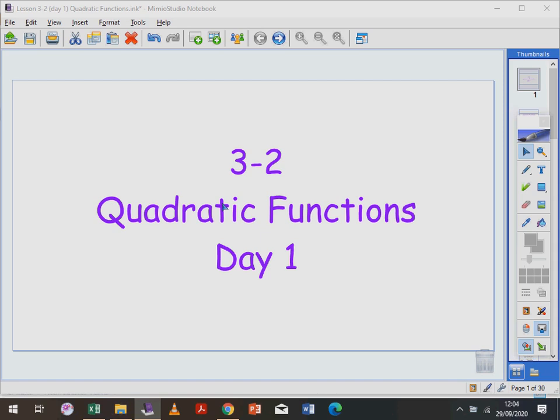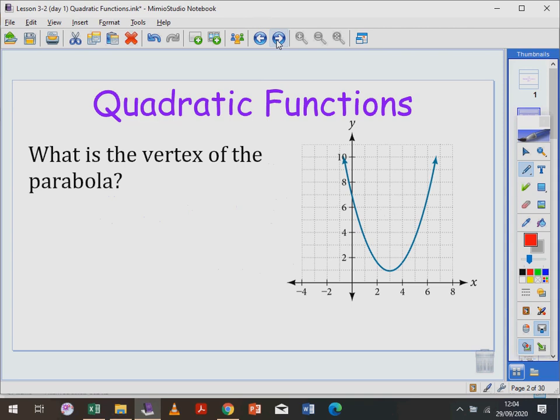So today we're going to talk about quadratic functions, and you'll find that a lot of these things are things that we looked at in your previous grades. So that's nice. So we'll start off with some review.